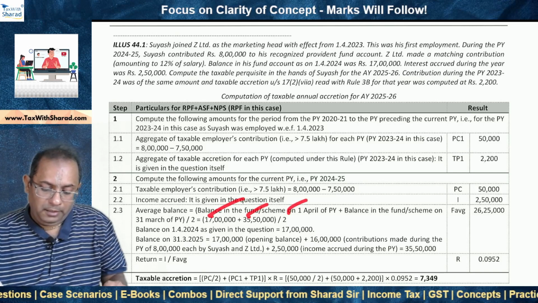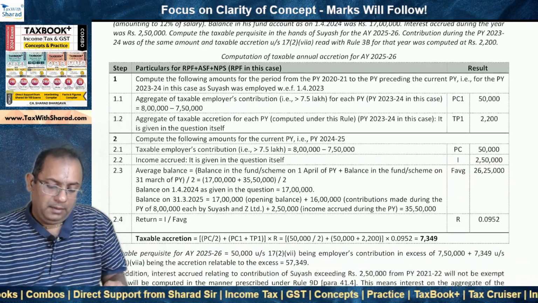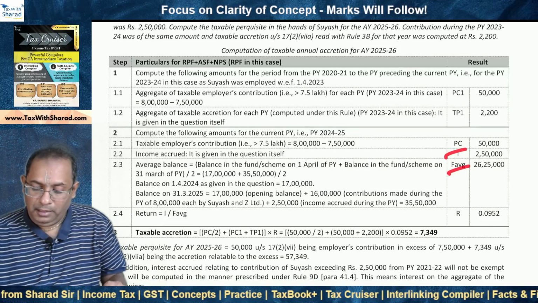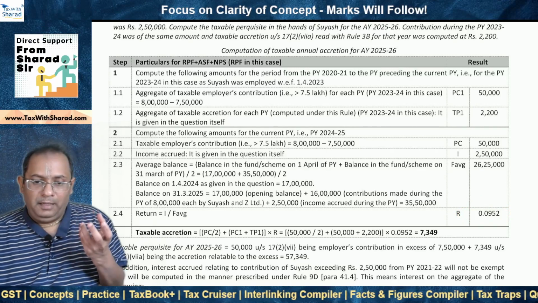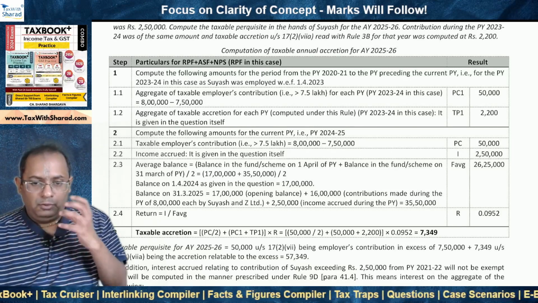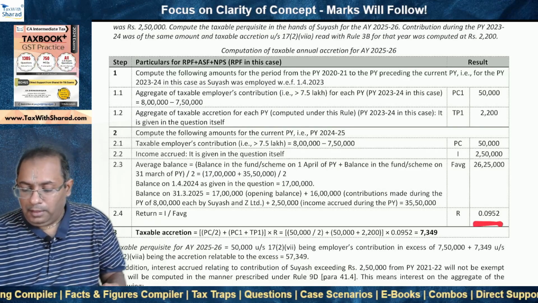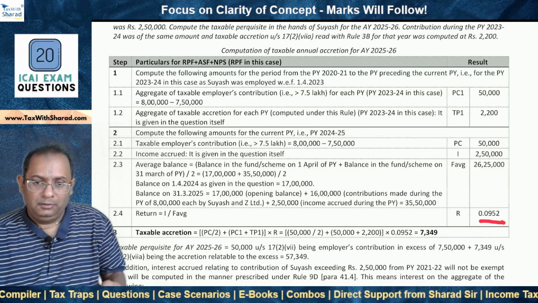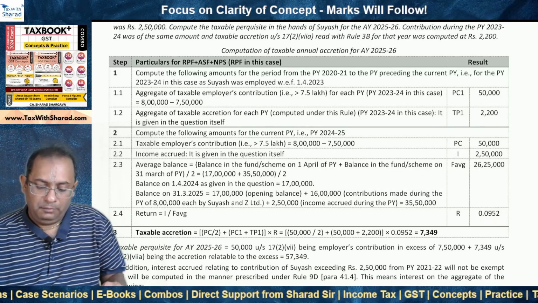So opening plus closing divided by 2 will be the average balance, 26 lakh 25,000. We call it FAVG. Next, we find out the return R. It is I divided by FAVG, and it is 0.0952. Since it will mostly be in decimals, to ensure accuracy in the amount of taxable accretion that we compute, it will be useful if you figure out this R to 4 or 5 decimal places. The more you do, the more accurate the amount becomes. So I think 4 decimal places will be good enough.